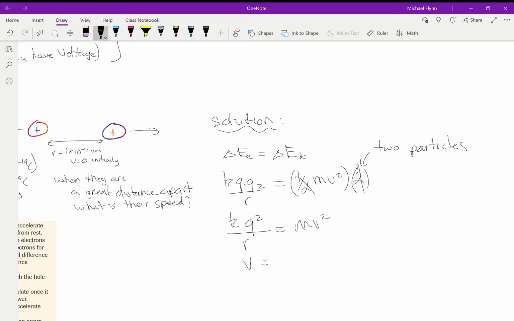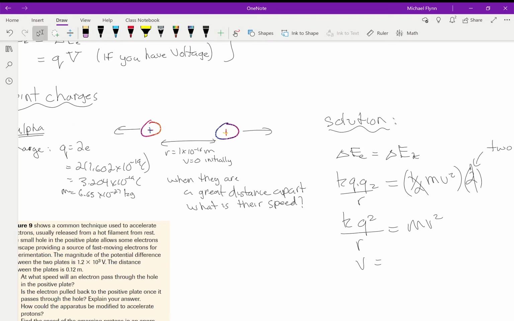So I'm going to put in these numbers here. 9 times 10 to the 9 times 3.204 times 10 to the negative 19, squared. Divide that by 1 times 10 to the negative 16. Okay. Then I divide by the mass, which is 6.65 times 10 to the negative 27, like that. Then I have to take the square root.